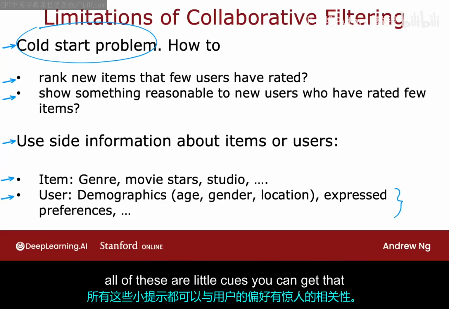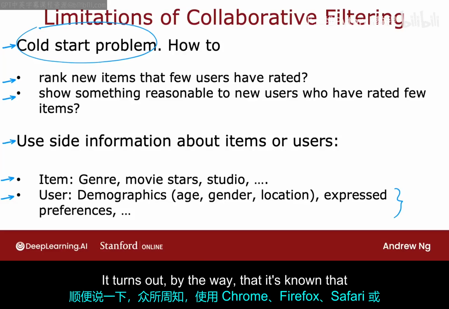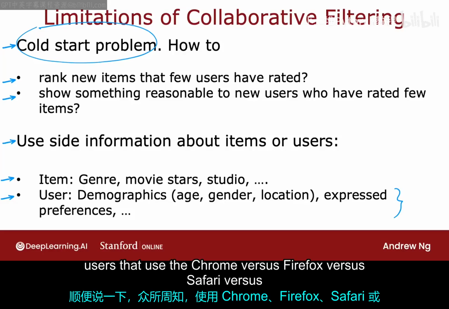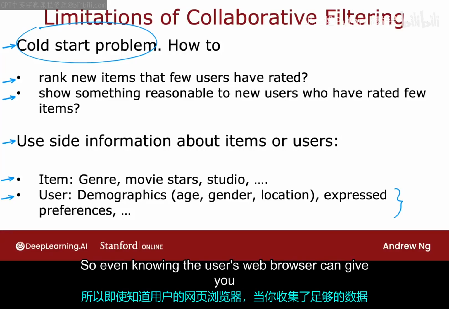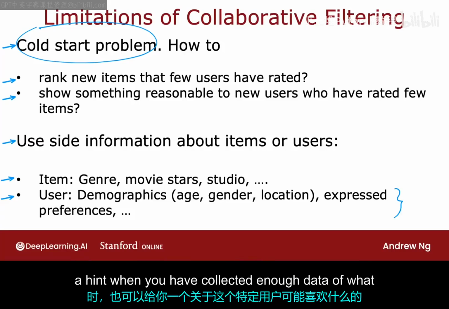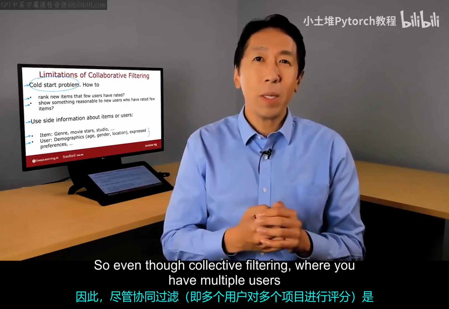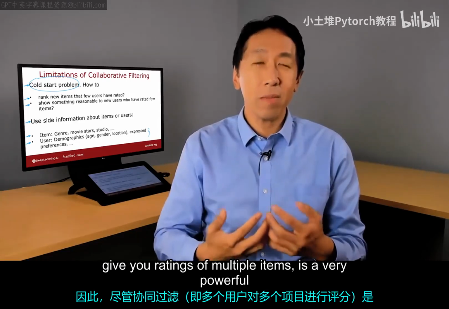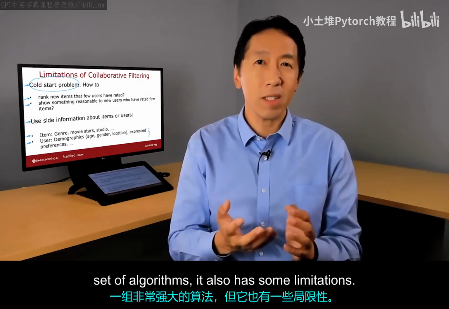It turns out all of these are little cues you can get that can be surprisingly correlated with the preferences of a user. It's known that users that use the Chrome versus Firefox versus the Safari versus the Microsoft Edge browser actually behave in very different ways. So even knowing the user's web browser can give you a hint, when you have collected enough data, of what this particular user might like. So even though collaborative filtering, where you have multiple users give you ratings of multiple items, is a very powerful set of algorithms, it also has some limitations.